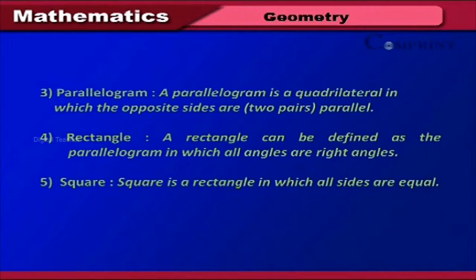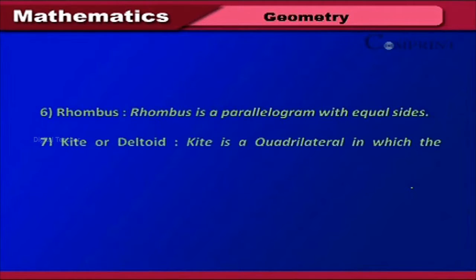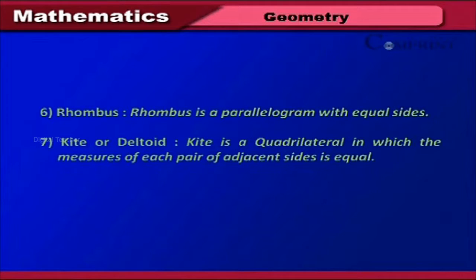Parallelogram. A parallelogram is a quadrilateral in which the opposite sides are two pairs of parallel sides. Rectangle. A rectangle can be defined as a parallelogram in which all angles are right angles. Square. A square is a rectangle in which all sides are equal. Rhombus. A rhombus is a parallelogram with equal sides. Kite or deltoid. A kite is a quadrilateral in which each pair of adjacent sides is equal.